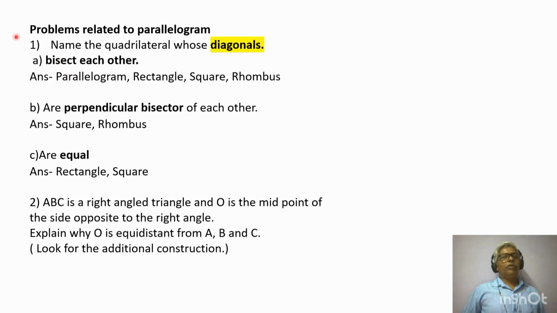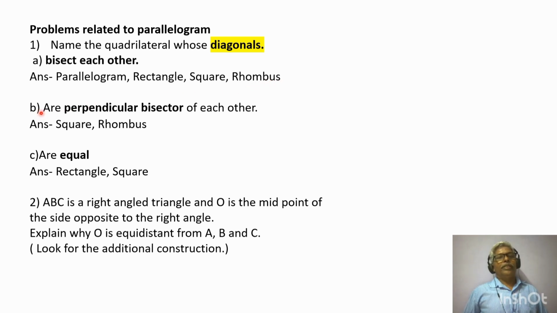So problems related to parallelogram. Here are some simple problems. If you understand the properties of parallelogram, then you can definitely understand this. Name the quadrilateral whose diagonals, here it is talking only about the diagonals, the first condition is: bisect each other. Which are the quadrilaterals whose diagonals bisect each other? Answer is parallelogram, rectangle, square, and rhombus. Okay, go and check.